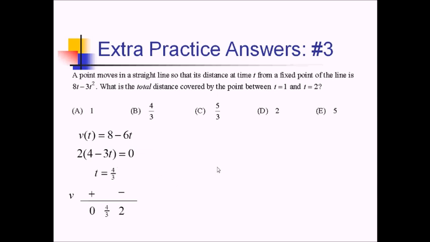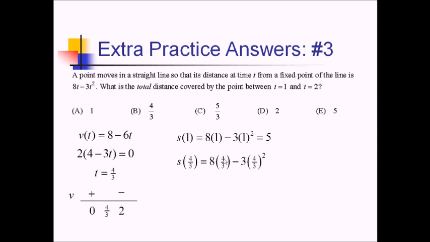All right, so let me figure out where I am in terms of position at time 1. So that's going to be 8 times 1 minus 3 times 1 squared. That's essentially 8 minus 3, or 5. Now at 4/3, where am I? So I'm going to be at whatever all this stuff is when I plug 4/3 into it.